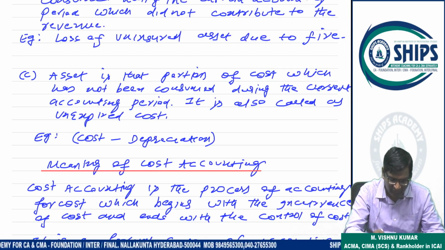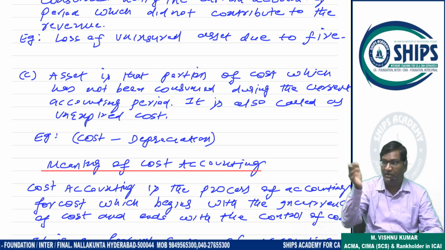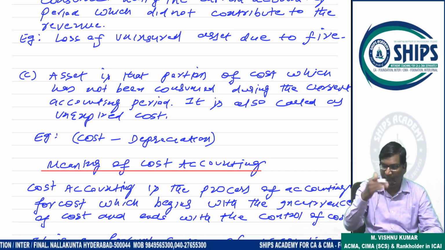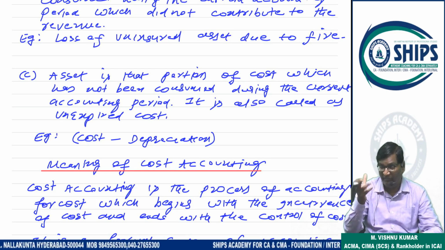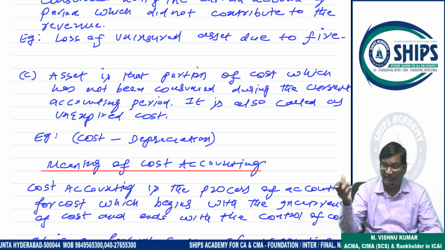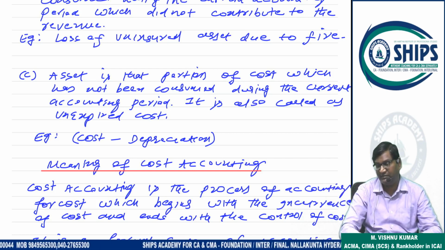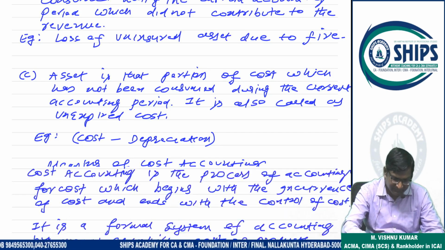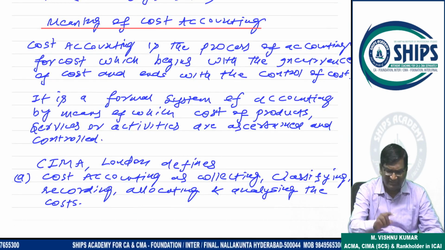Next, asset is that portion of cost which has not been consumed during the accounting period. So it is unexpired cost. Like a 5 lakh rupees asset we purchase, 1 lakh depreciation for one accounting period completed, but still 4 lakh rupees WDV is available, no? So that will be benefiting for the next 4 years. This is your asset. Here the meaning of asset is different.